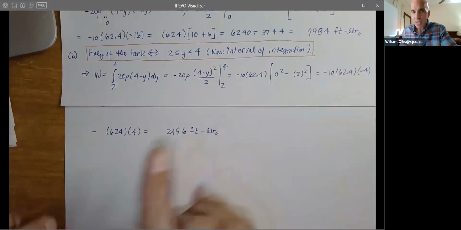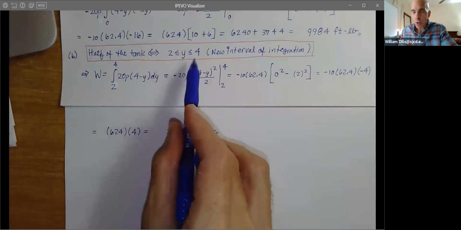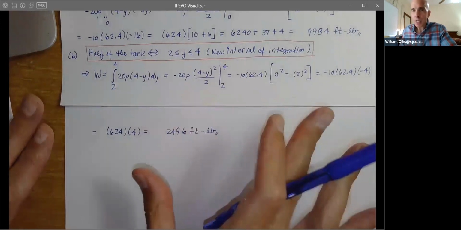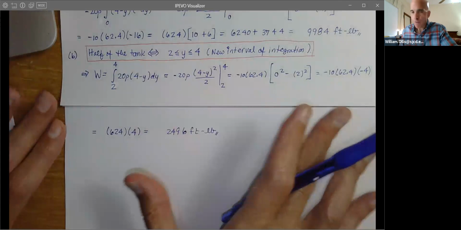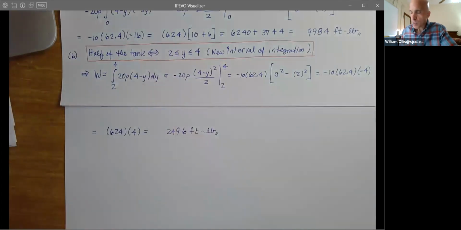But if we're only going to empty half of the tank, then that will change the limits of integration from 0 to 4 to 2 to 4. And that's all the adjustment you have to do. That's where the beauty of the calculus is our friend. You don't have to completely rework the problem. And so that's an important concept, okay?